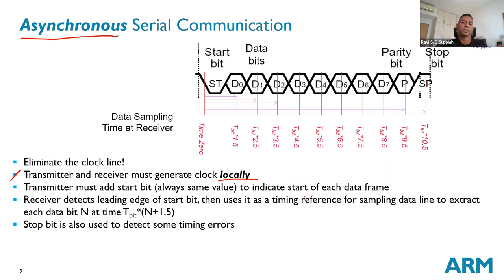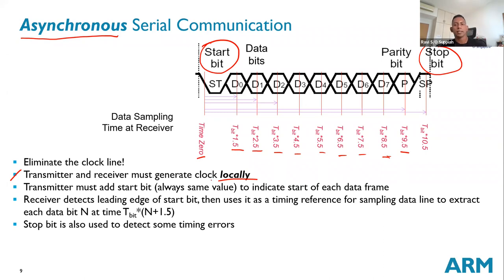Since there is no clock coming in, you must always have what is known as a start bit to tell the receiver that this is the start of a data frame. So at time t equals zero, you receive a start bit, and after that, you start to sample each bit that comes in, whether it is 8 bits or 9 bits transmission, whatever setting you have, and maybe you have one additional parity bit. Once everything is done, you have one more stop bit.